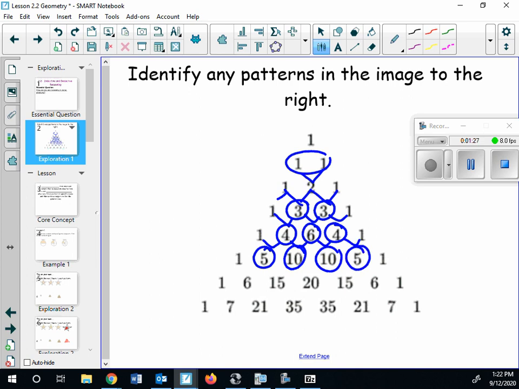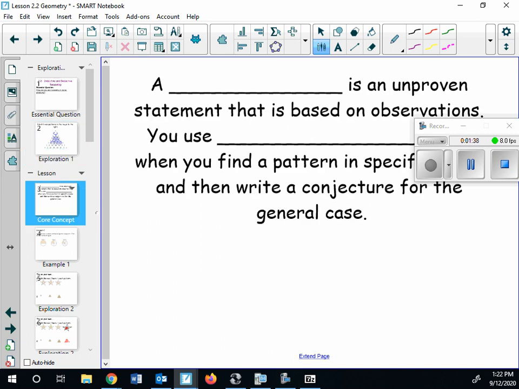So please let me know if you end up getting this in class. Come and tell me. I think it would be really cool to see that. And maybe you came up with a different pattern and I would love to see what you did with that. Okay, let's move on to the lesson.